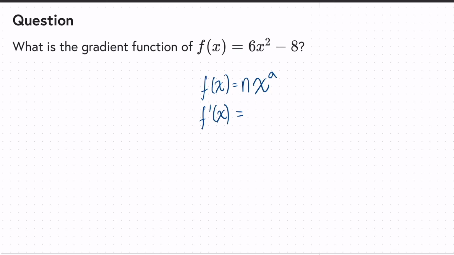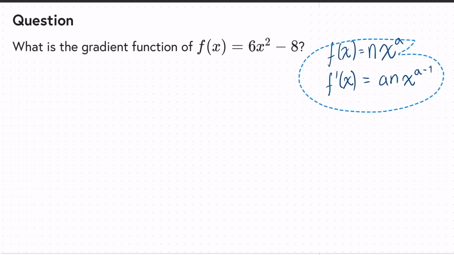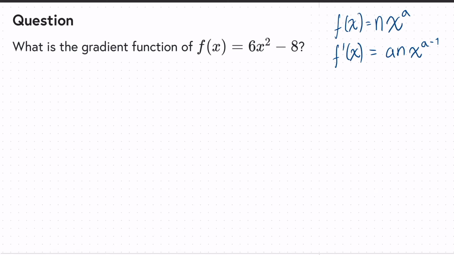I bring the power down, and then I drop it by 1. Okay, so let's have a look at these terms up here. Let's actually move this just to the top corner there. Okay, so f of x equals 6x squared minus 8, or that f prime x, the gradient function, 2 times 6 is 12. 2 take away 1 is 1.